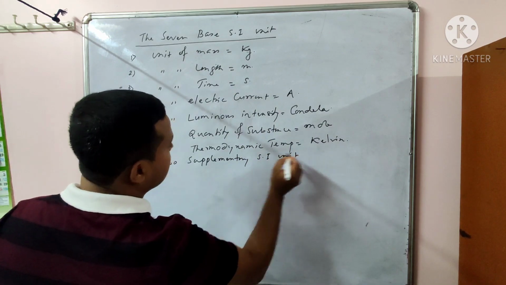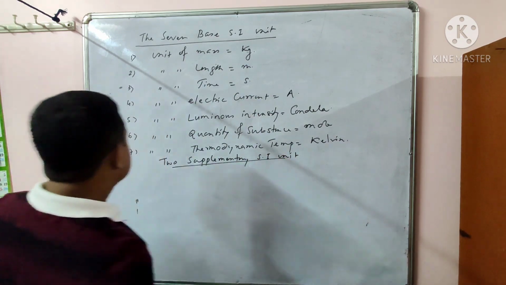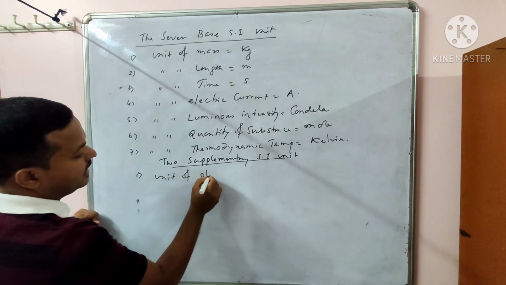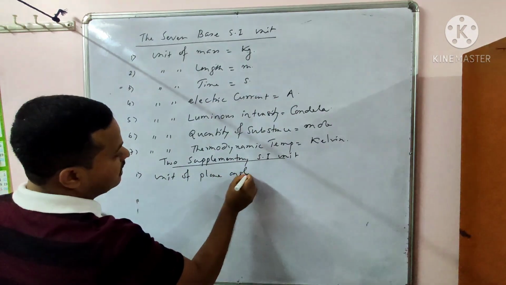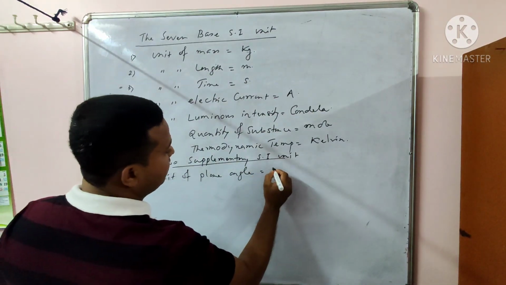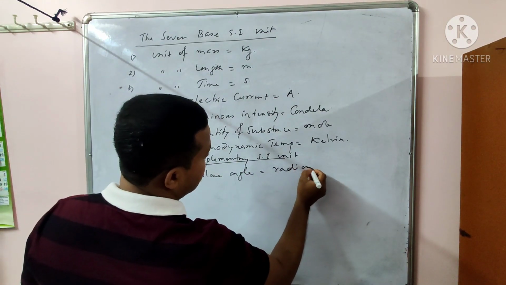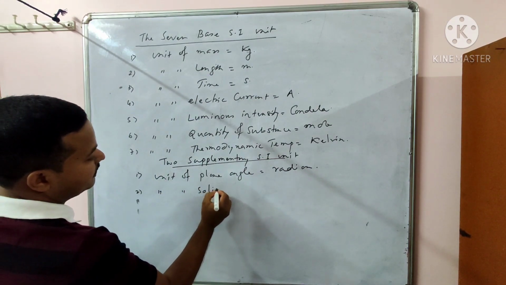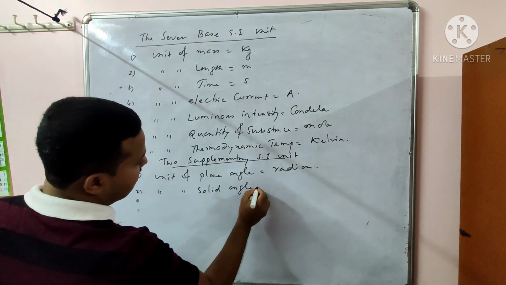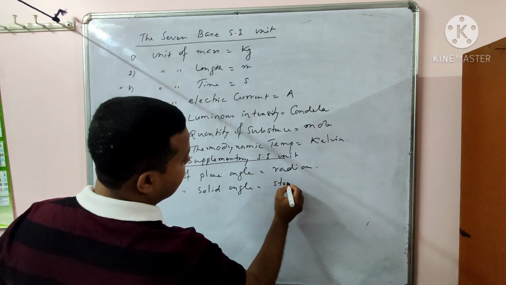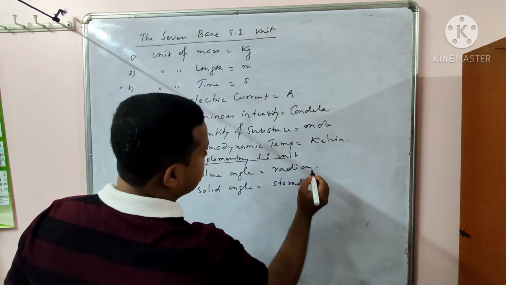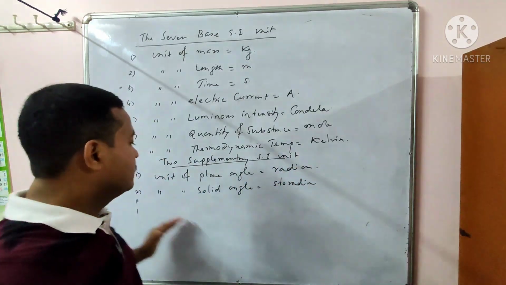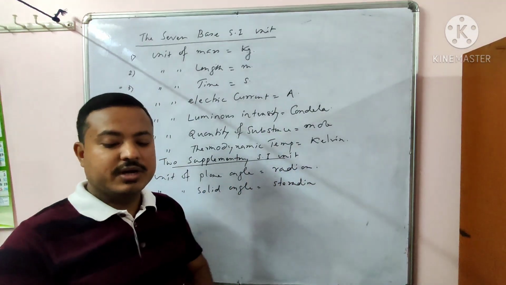I will explain why they are called supplementary. First one is unit of plane angle, that is, you know, radian. And second one, unit of solid angle, that is steradian. These are called supplementary SI units. Unit of plane angle is radian, and unit of solid angle is what? Steradian.